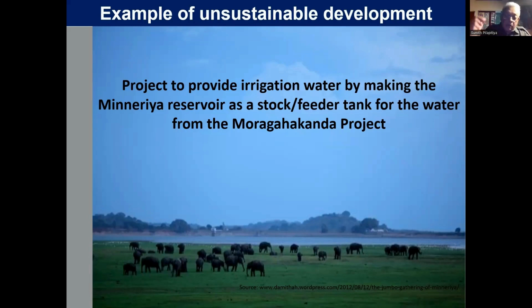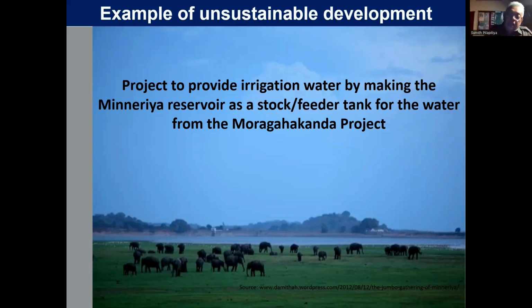You can join the dots and figure out how this happened. This happened during the Yahapalana government, so I don't need to tell you who was responsible. All of you know who came from the Polonnaruwa district. So the project then diverted water into Minneria reservoir so that water can be supplied to farmers in the Polonnaruwa area and downstream from Minneria for irrigation and agriculture.